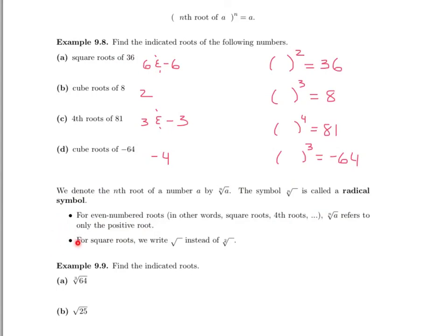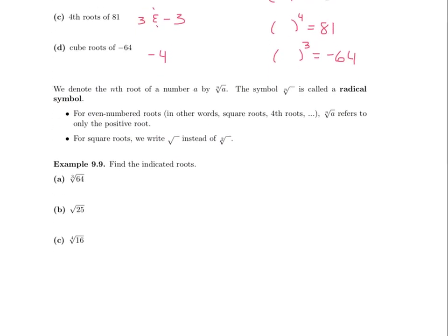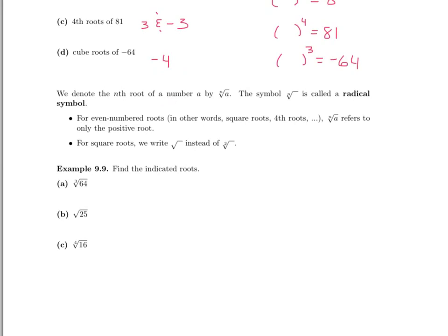Secondly, when we're talking about square roots, people generally do not put the number 2 on the radical symbol, and instead they just write the radical symbol without any numerical value. So anytime you see a radical symbol like this without a numerical value, you assume it's a square root. So let's practice working with this new notation.